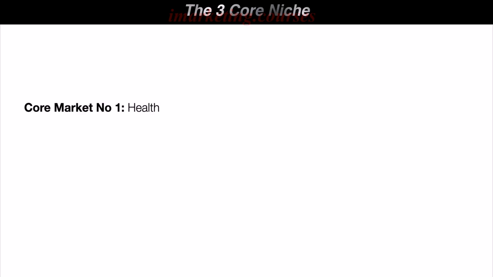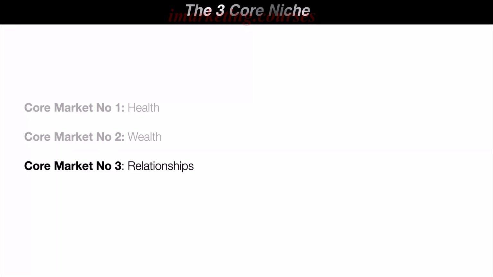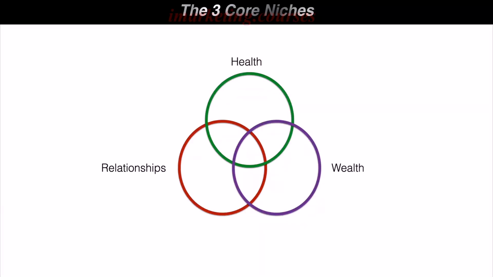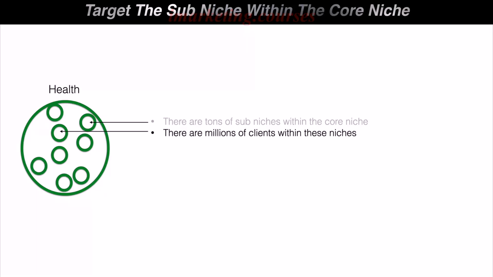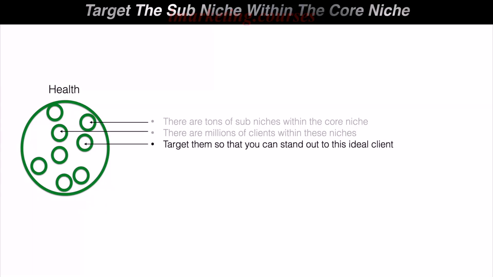Core market: health, wealth, and/or relationships. It's going to be one of these three. Even when people say, oh, Ed, I'm in confidence, that's in health. And just so you know, confidence is a going through process. Confidence to get what outcome is what I would say. So health, wealth, and relationships, and there are sub niches within that. Within health, you've got these sub niches. There are tons of sub niches within the core niche. There are millions of clients within these niches. Don't worry about whether there's going to be enough people. It'll be fine. Target them so that you can stand out to this ideal client.